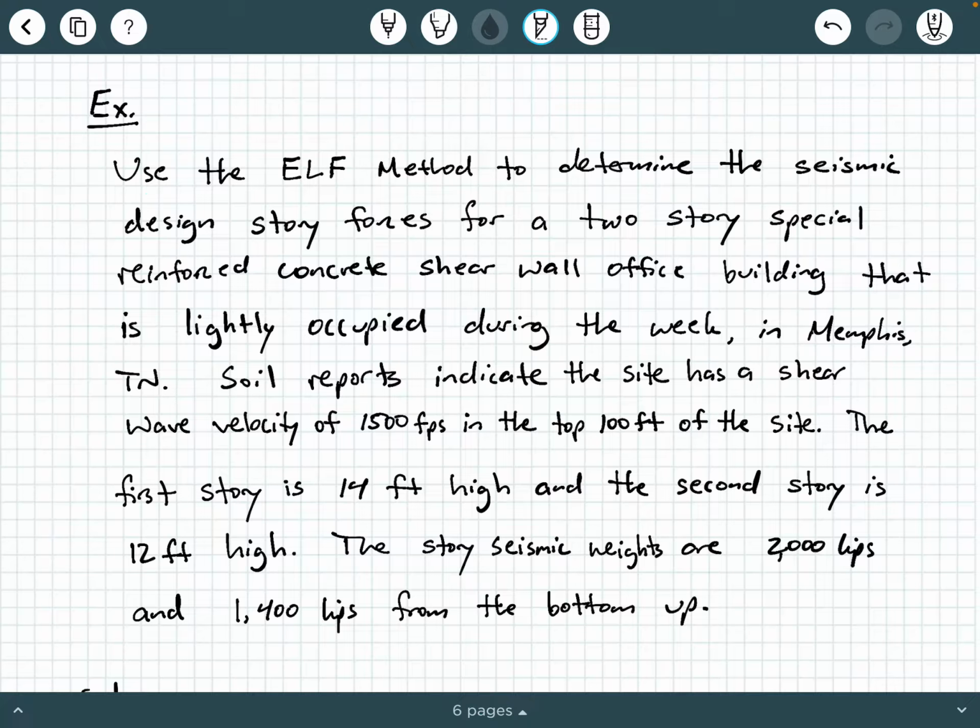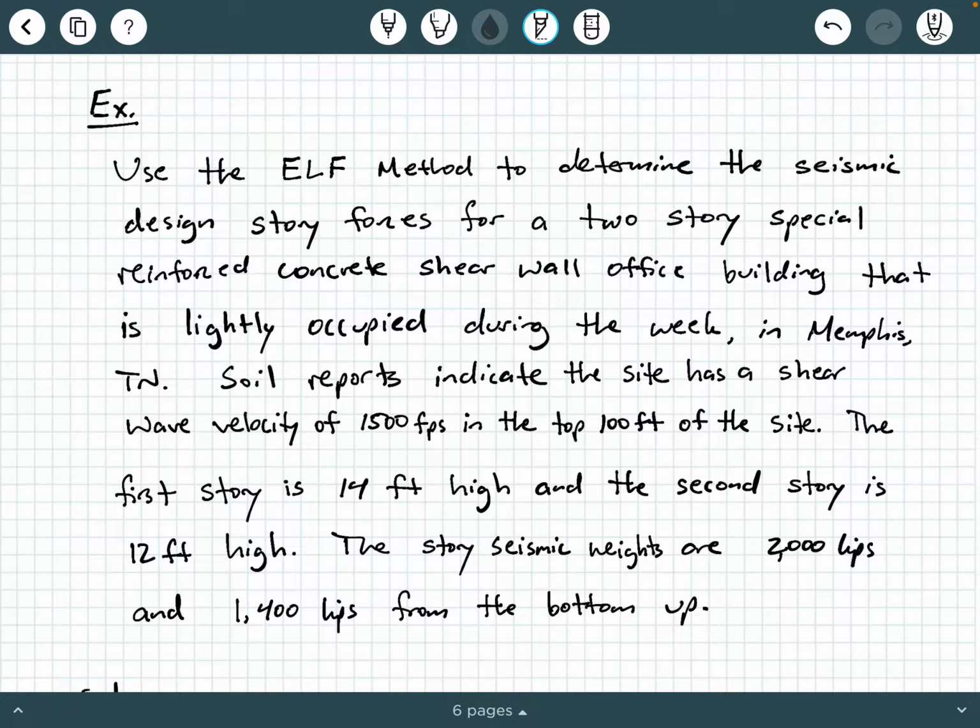We're being asked to use the ELF method, that's the equivalent lateral force method, to determine the seismic design story forces for a two-story special reinforced concrete shear wall office building that is lightly occupied during the week in Memphis, Tennessee. Soil reports indicate that the site has a shear wave velocity of 1,500 feet per second in the top 100 feet of the site. The first story is 14 feet high and the second story is 12 feet high. The story seismic weights are 2,000 kips and 1,400 kips from the bottom up.